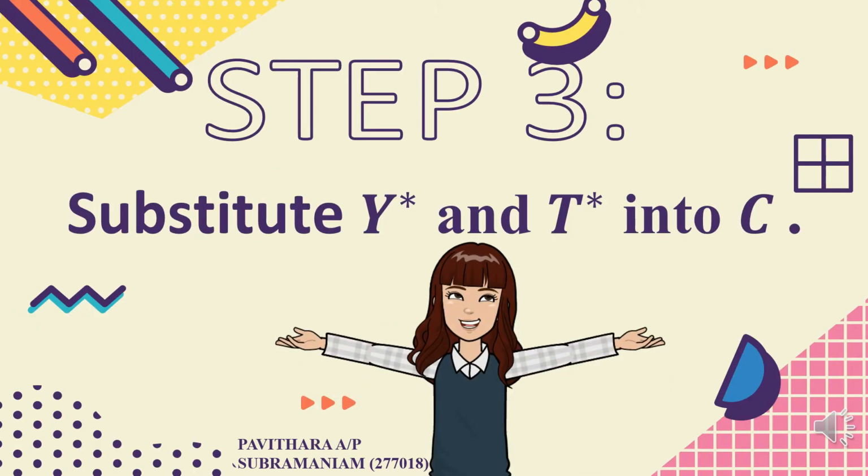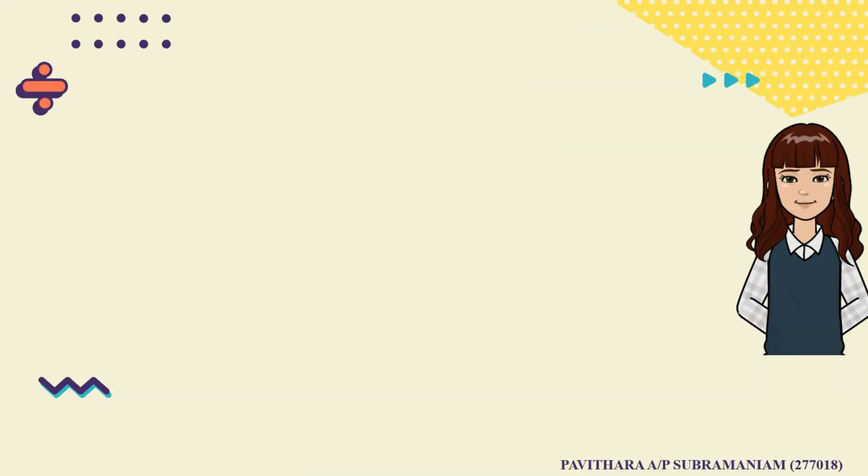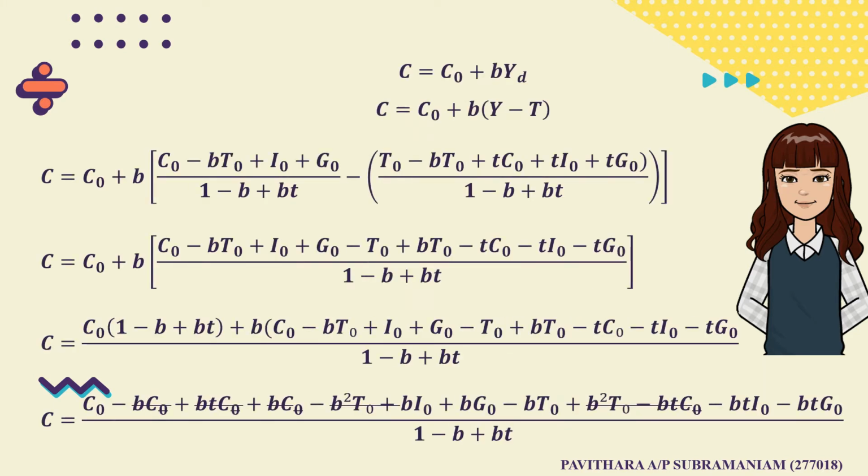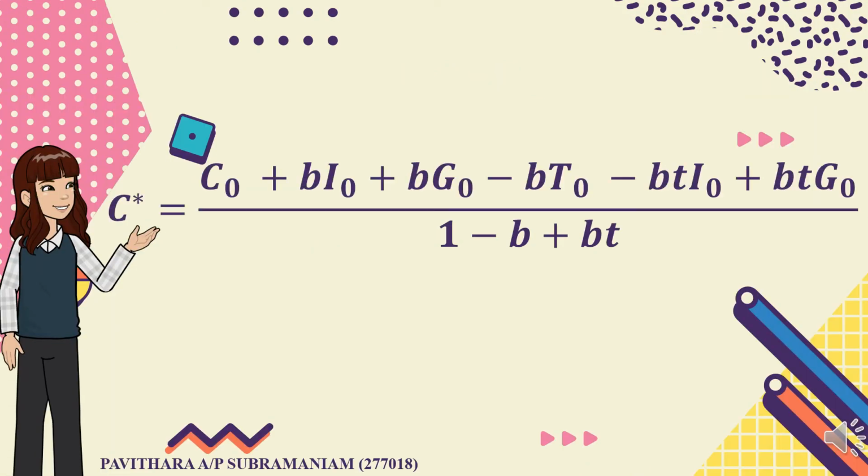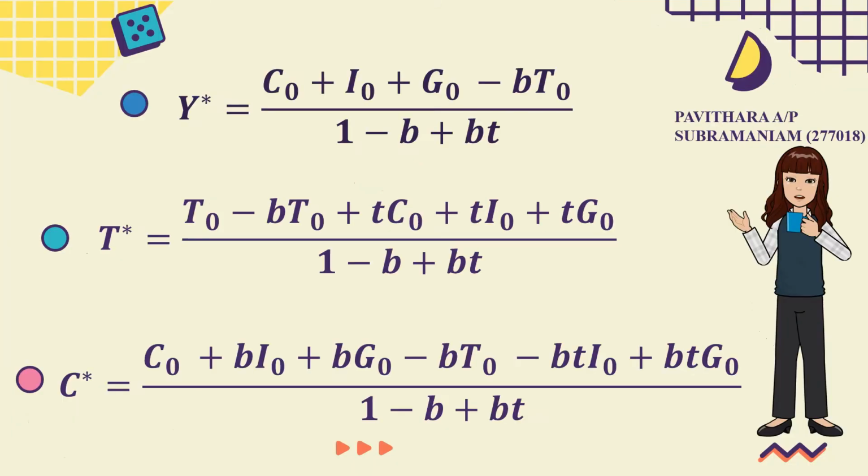Step 3 is to substitute the Y star and T star into the C function. So we substitute the Y with Y star and T with T star to find the solution for the function. And the answer we get for the C star is C null plus B I null plus B G null minus B T null minus B T I null plus B T G null over 1 minus B plus BT. So we have successfully found the values of Y star, T star and C star.